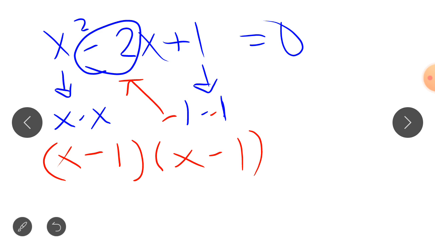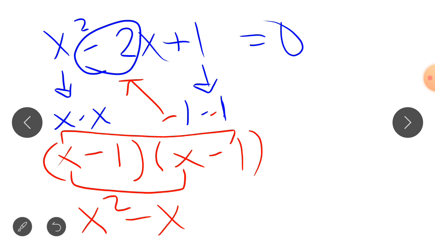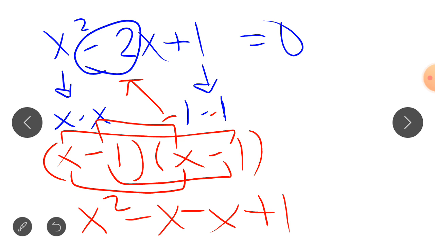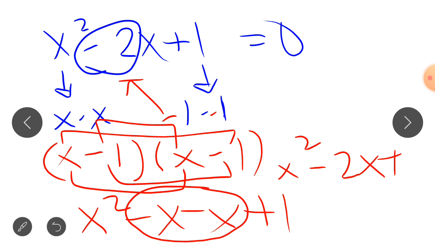If you want to check if you got the correct factors, you can multiply this. X times x, x squared. X times negative 1, negative x. Negative 1 times x, negative x. Negative 1 times negative 1, positive 1. Then combine this. So that will be x squared, negative x plus negative x, negative 2x plus 1. So we come up with the original equation, x squared minus 2x plus 1. So that means our factors are correct. Okay, so the factors are x minus 1 times x minus 1.